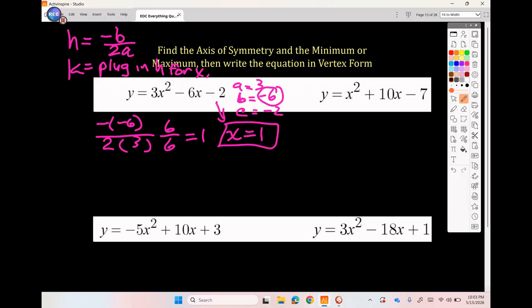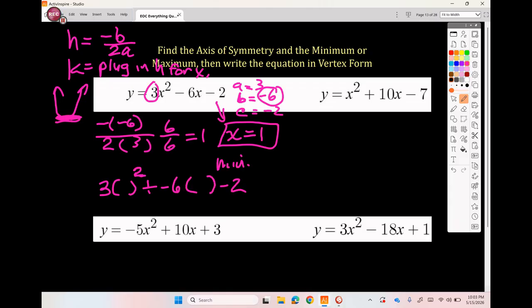Now to find your maximum or minimum, in this case the number in the front is positive, so it opens up. So this would be a minimum down here. So we're going to say minimum, and to calculate it, you plug in for the x values. So 3 parentheses squared plus negative 6 parentheses minus 2. Notice I always do that when I plug in numbers to avoid mistakes with the sign. Really to train you guys to not make mistakes with the sign.